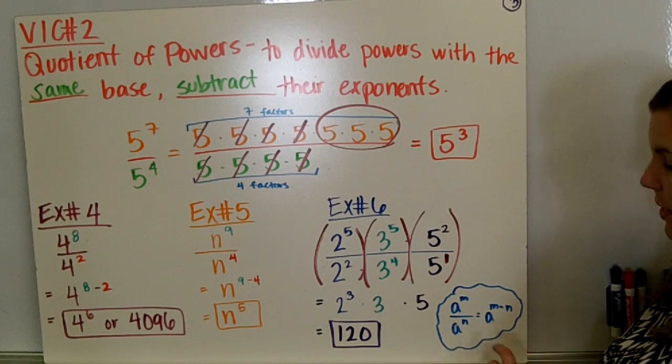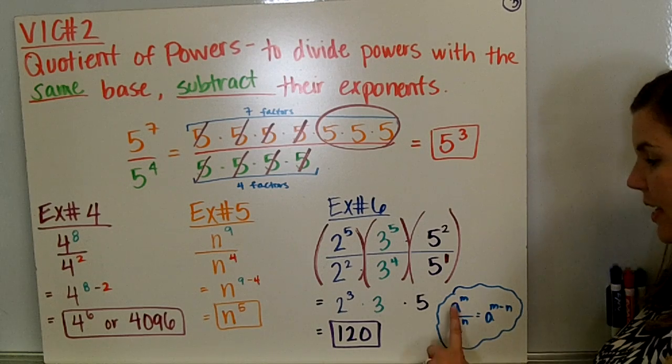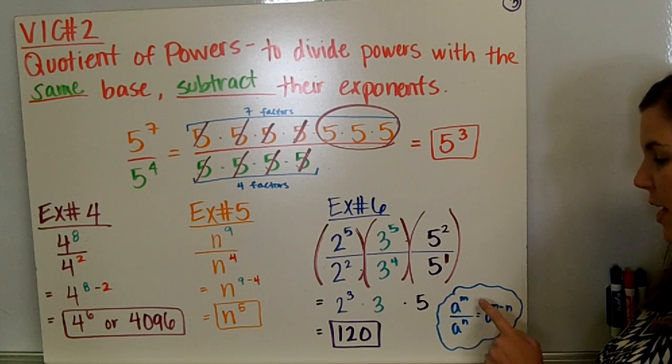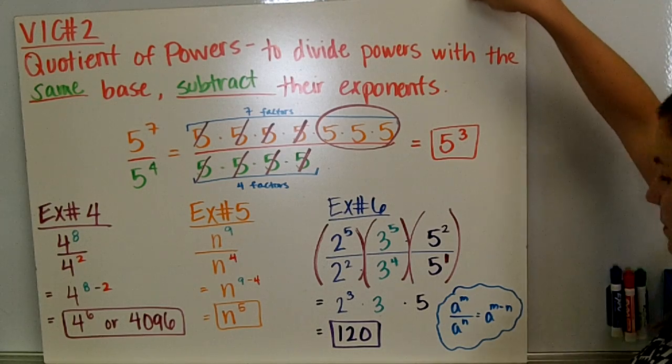In algebraic form, it's a to the m power divided by a to the n power. Keep the base as a and subtract the exponents. Top subtract bottom. M minus n.